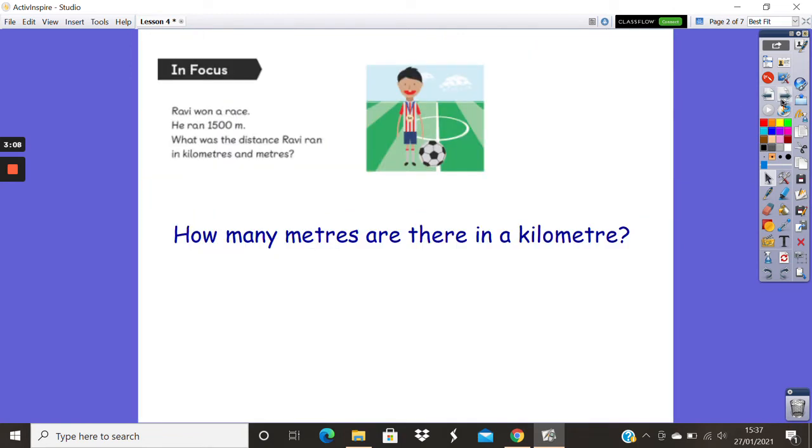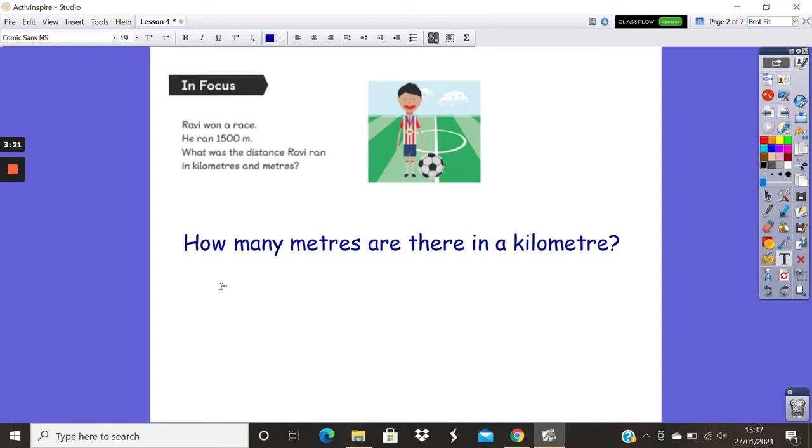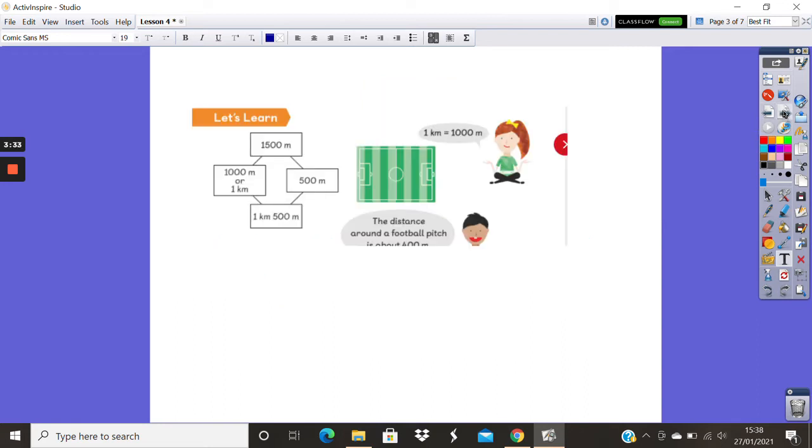Okay, our in focus. Ravi won a race. He ran 1,500 metres. What was the distance Ravi ran in kilometres and in metres? So we need to know how many metres there are in 1 kilometre. So there are 1,000 metres in 1 kilometre. Okay, it's really important that we remember that. So 1,000 metres in 1 kilometre.